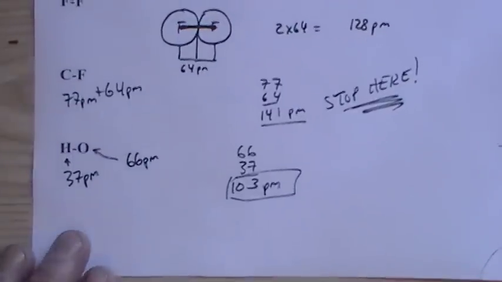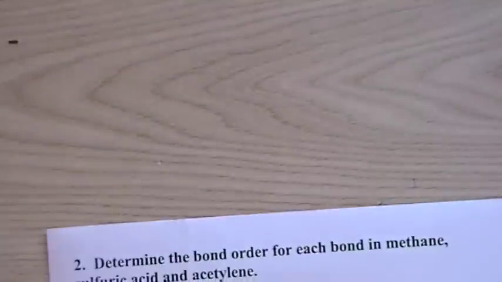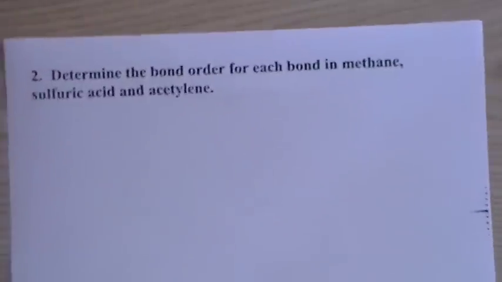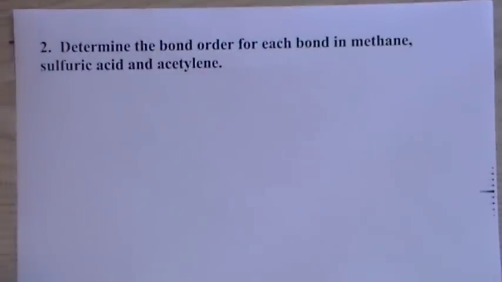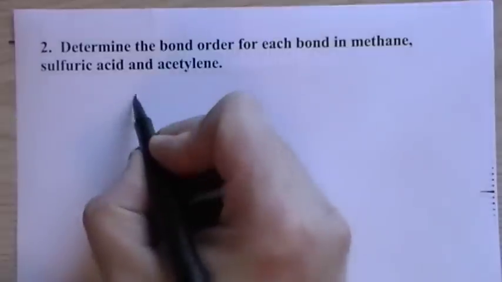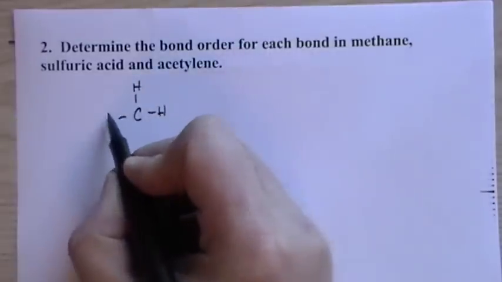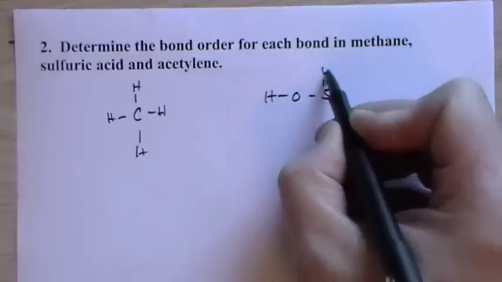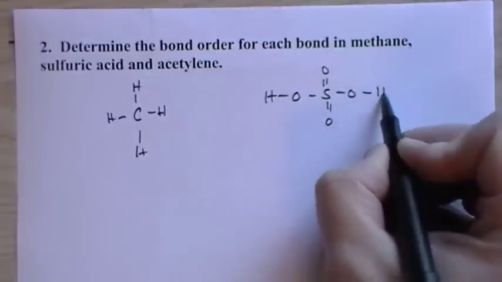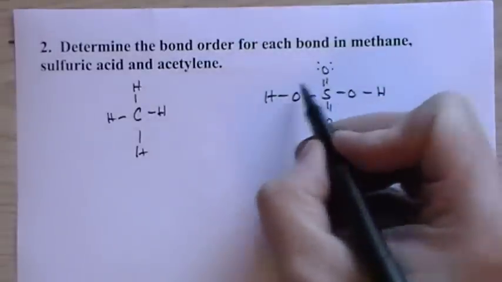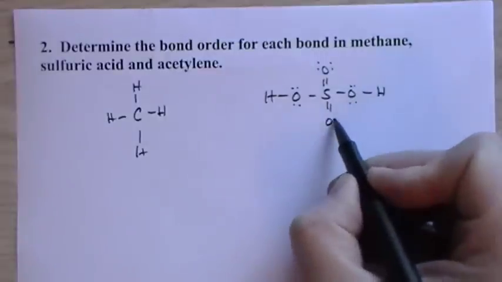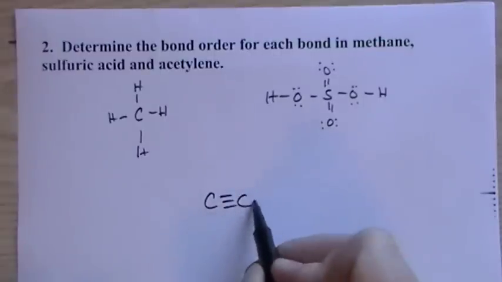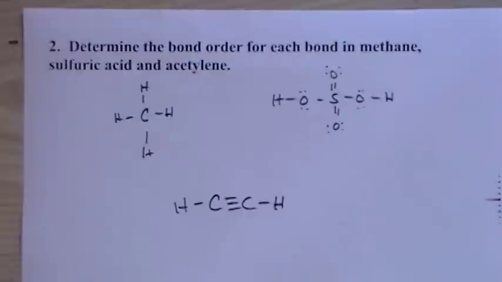Okay, now, we had bond length, then bond order. We'll draw methane. Let me just draw out these molecules. Then we had sulfuric acid, and I'll put in the dots, though you don't have to for this one. And then acetylene, which is C2H2.